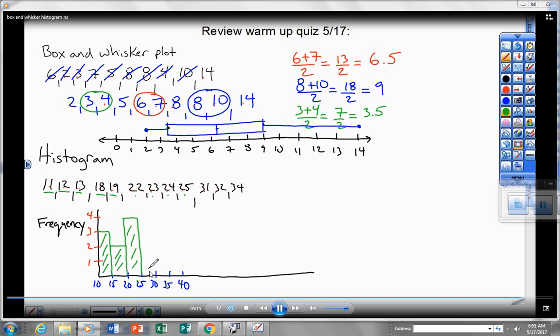Between 25 and 30, looks like I have nothing, so leave that blank. Between 30 and 35, I have 3 numbers there. And between 35 and 40, I have nothing, so I leave that blank. So that shows me between 20 and 25, I have 4 numbers show up. Between 10 and 15, I have 3 numbers that show up. Between 15 and 20, I have 2 numbers. That is a basic histogram.